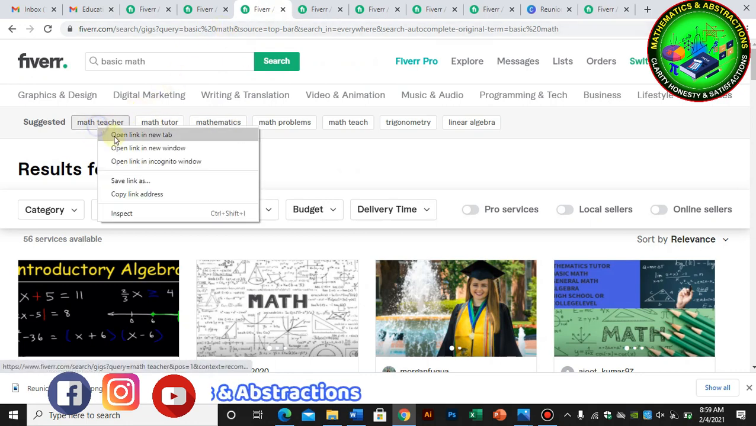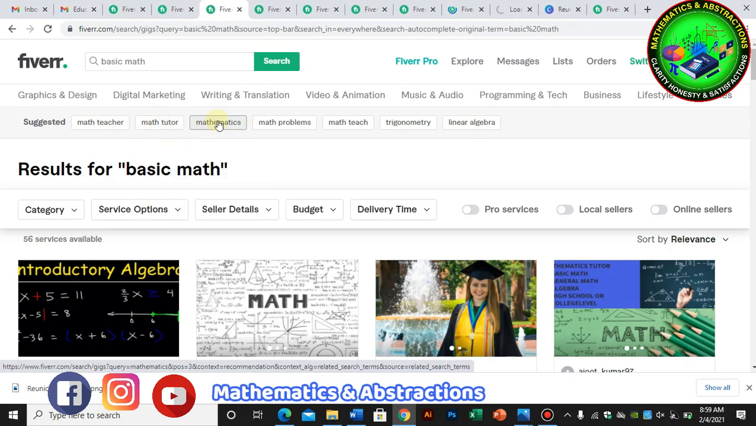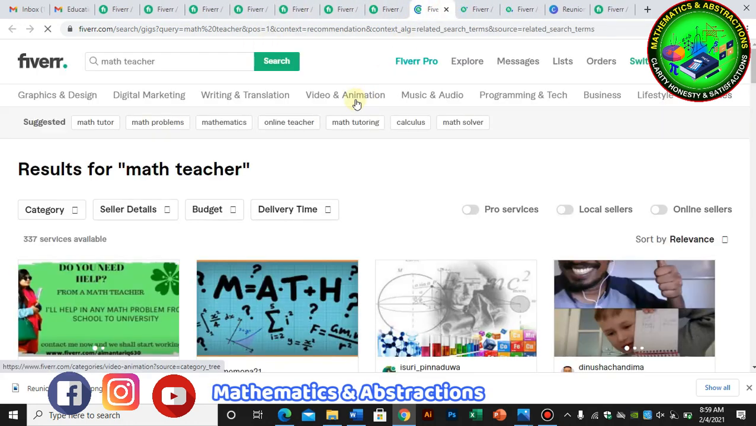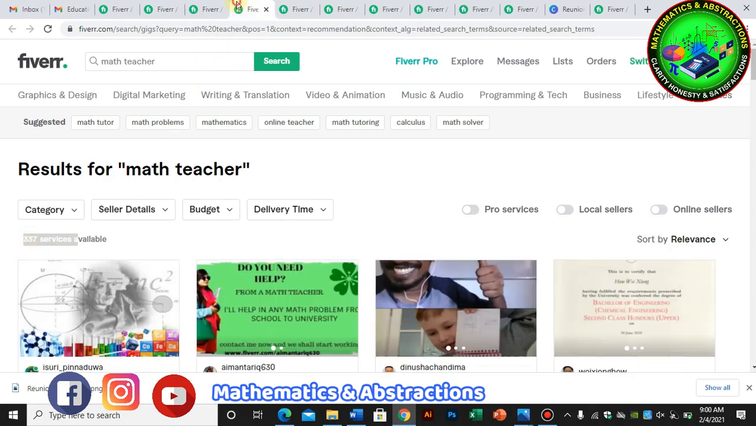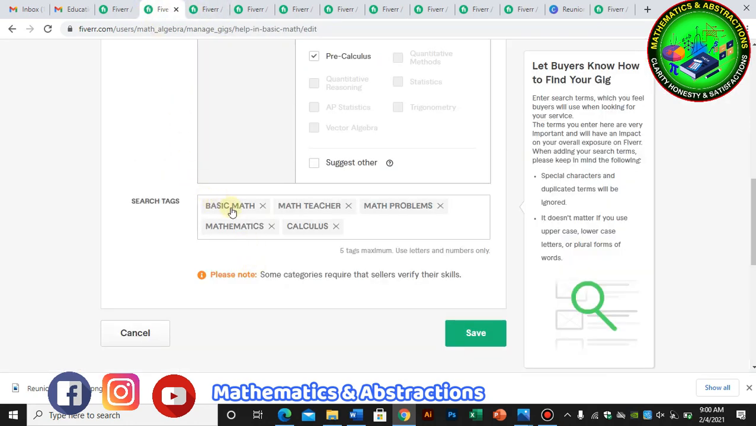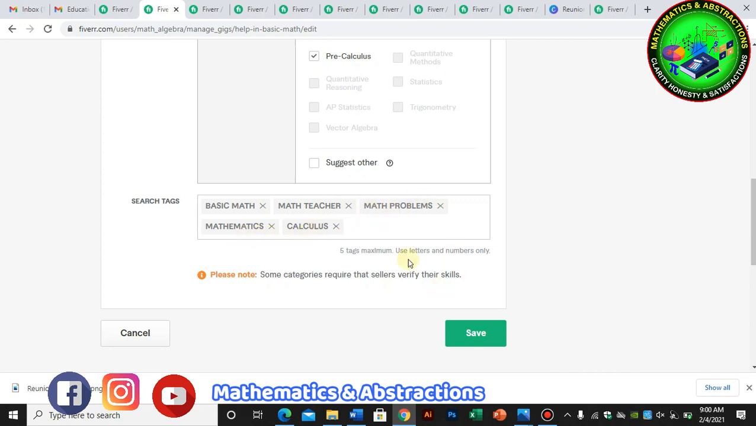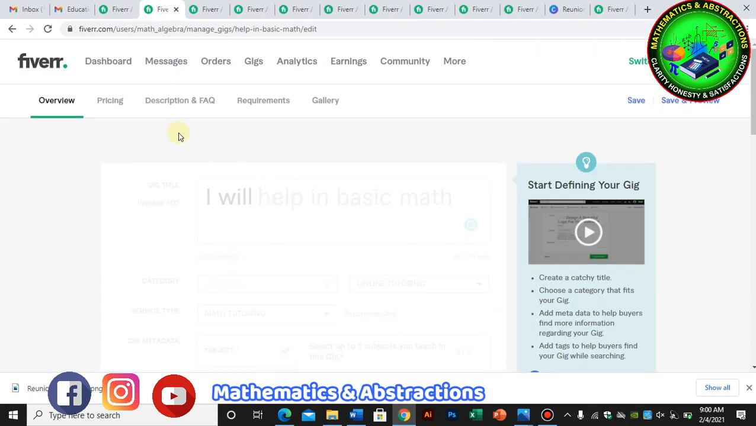So search for this and right click and open a new tab. So you will get the number of competitors and also the number of available service gigs. So choose the minimum competitors of the available services. So I have chosen the minimum competition 5 tags: basic mathematics, basic math teachers, math problems, mathematics and calculus. I have saved and continued.